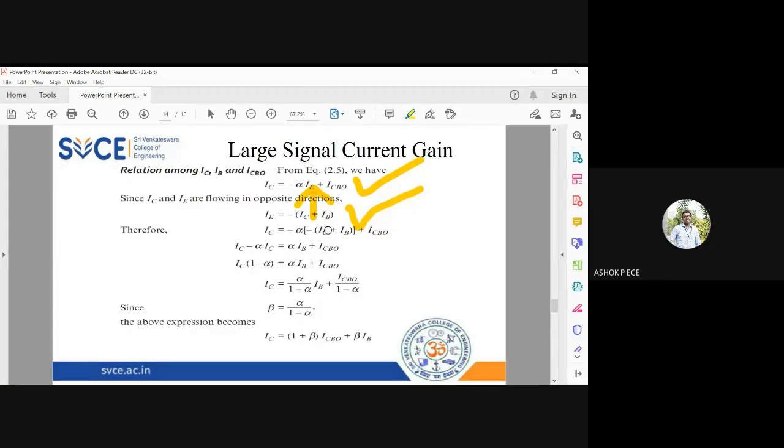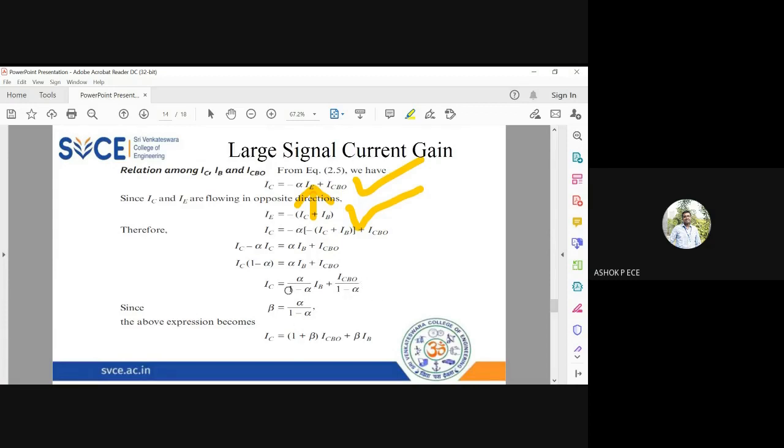So here IC is there, and here alpha IC is there. Bring this alpha IC here. So IC into 1 minus alpha equal to alpha IB plus ICB0. So I can take alpha as common. IC into 1 minus alpha equal to alpha into IB plus ICB0. So divide both sides by 1 minus alpha. So IC is equal to alpha by 1 minus alpha into IB plus ICB0 by 1 minus alpha.